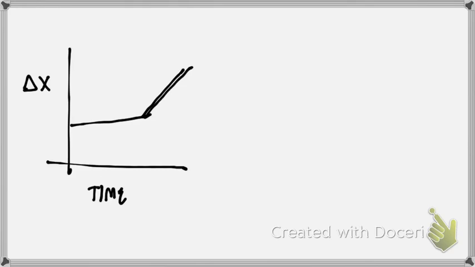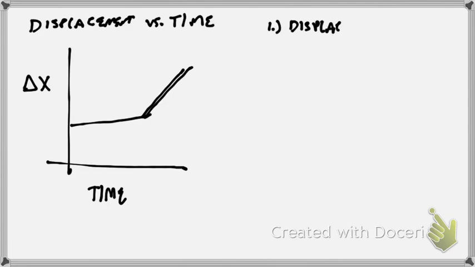So here is displacement. Let's just say this is called displacement versus time. All right. So the very first thing that you need to know is that displacement is a vector. All right. And so at any moment, your displacement can change, depending on what your starting point is and what your ending point is, right?